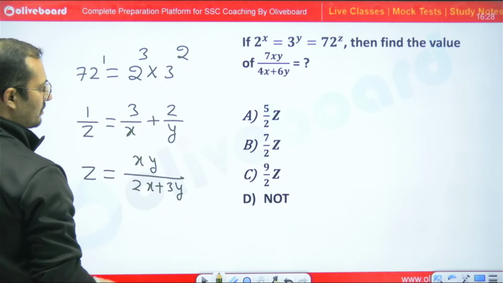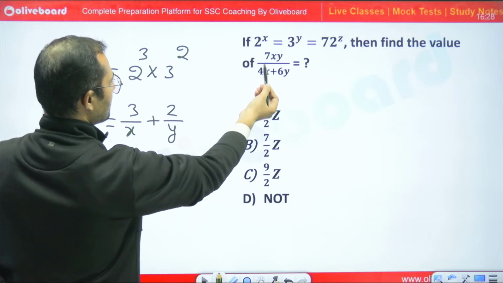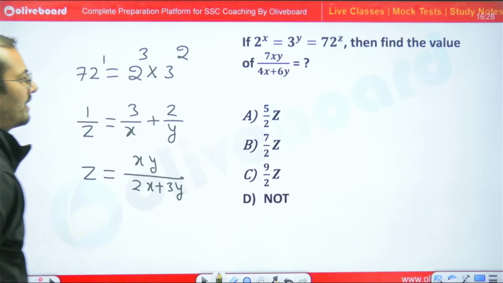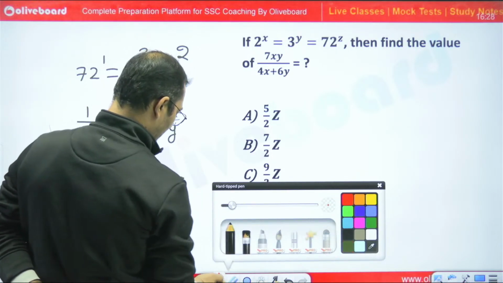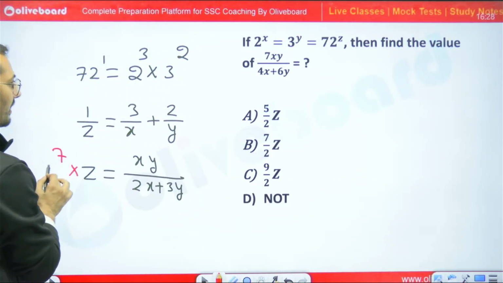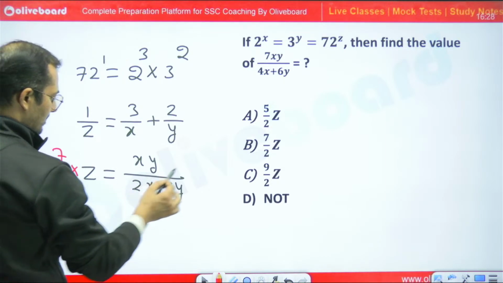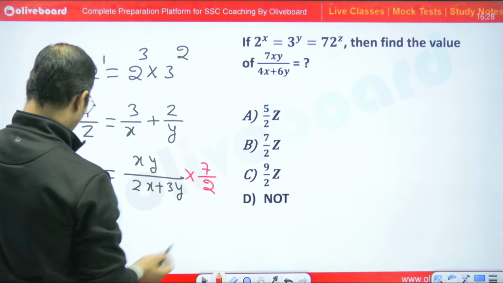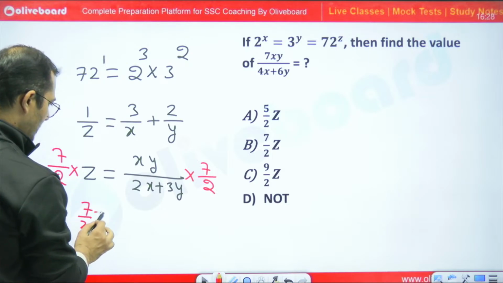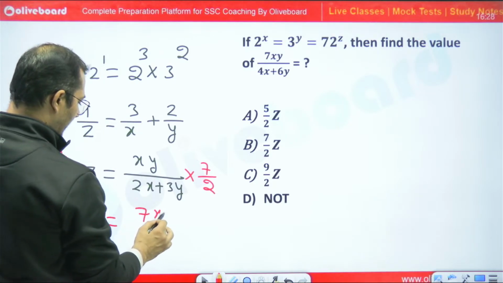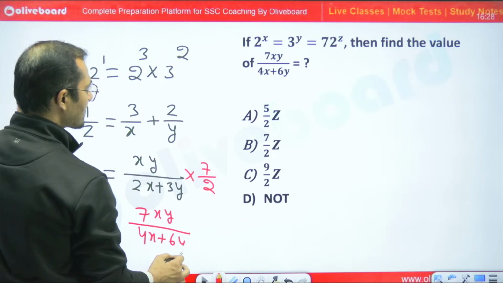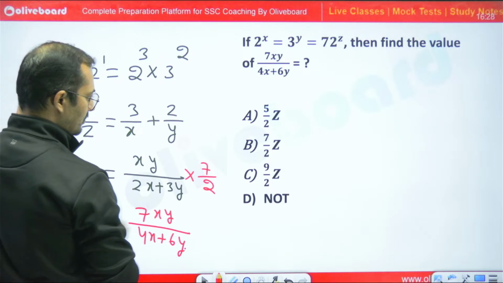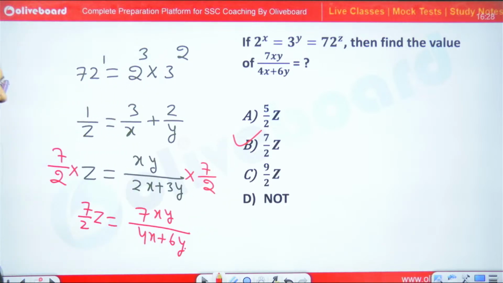So this time we need the value for 7xy divided by 4x plus 6y. See, if I multiply both sides by 7 by 2, I will get 7 by 2 z is equal to 7xy divided by 4x plus 6y. So 7 by 2 z is the right answer. So B is the right answer.